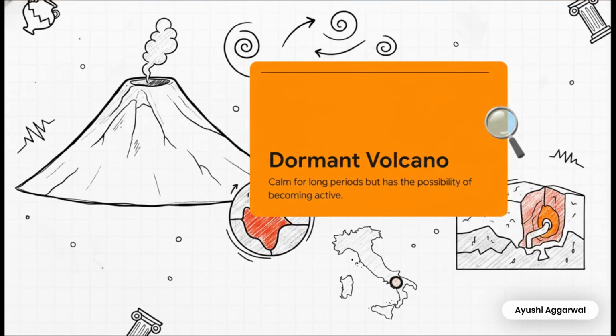Next is the dormant volcano. Basically, a dormant volcano is just sleeping right now. It stays calm for very long periods of time, but there's always that possibility it could wake up and become active again. It brilliantly illustrates how geology works, right? Things might seem quiet, but they definitely aren't dead. Mount Vesuvius is the perfect example of a dormant volcano you need to keep in mind.